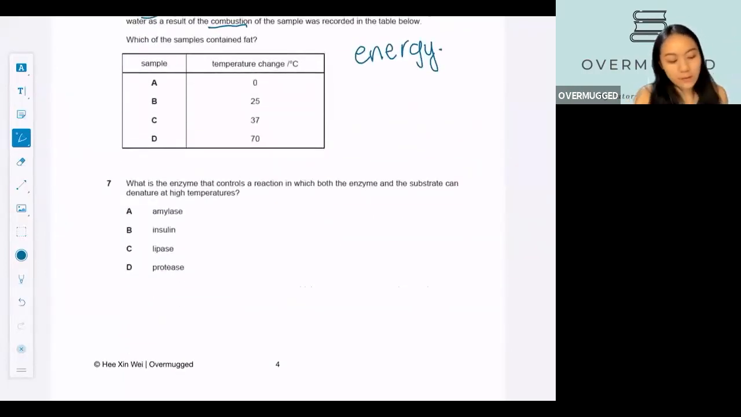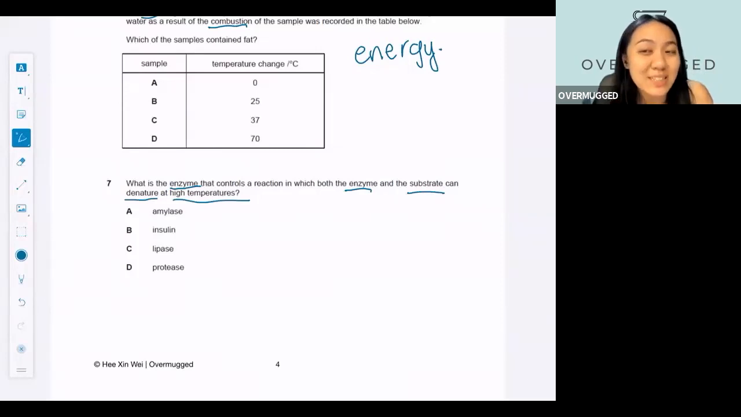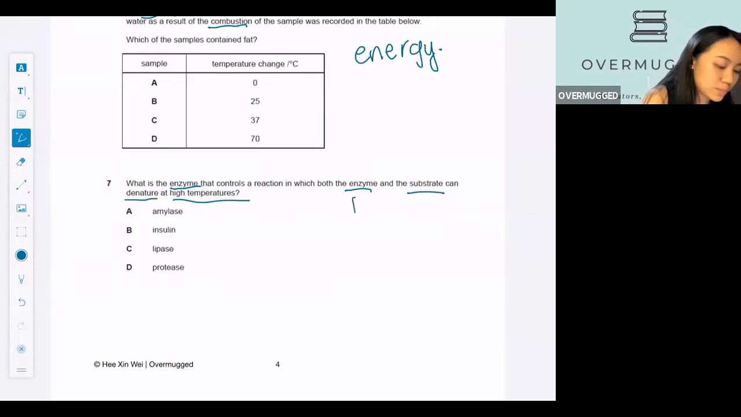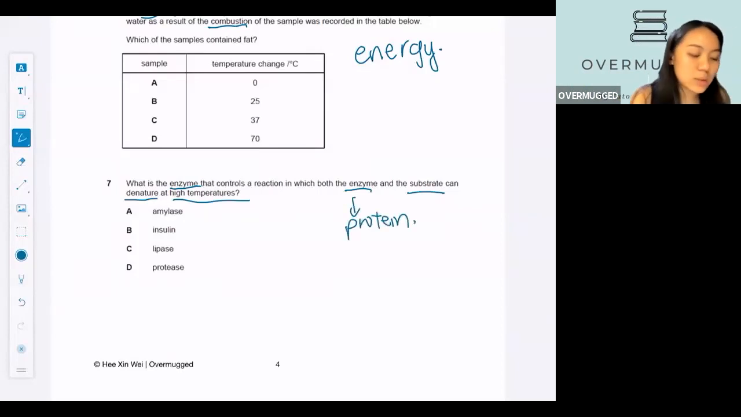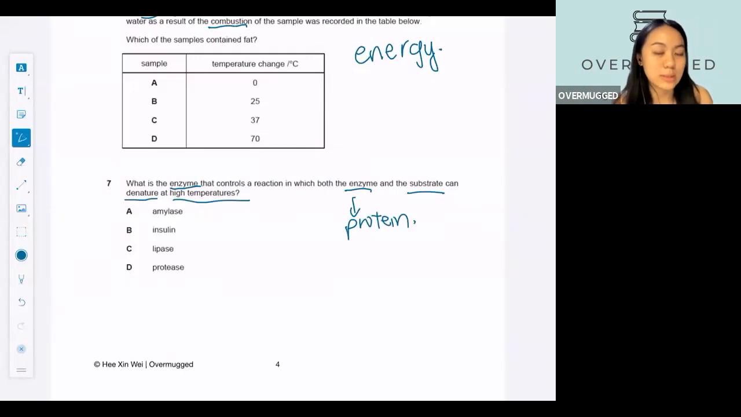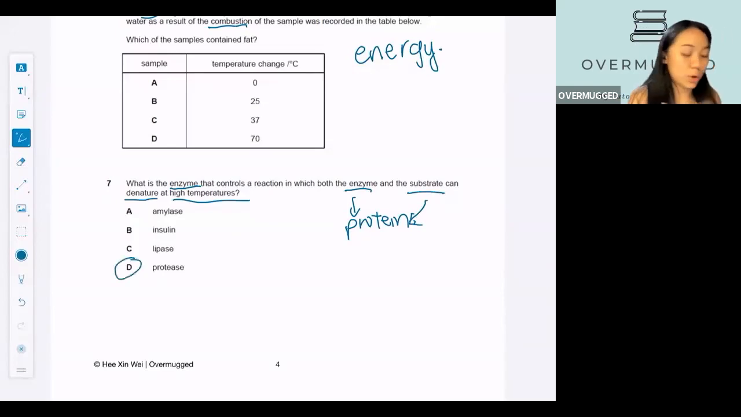Question 7. Okay, question 7 is kind of a tricky question. Which enzyme controls a reaction in which both the enzyme and substrate can denature at high temperature? This question may sound tricky, may sound weird, but it's actually pretty simple once you get what denatures. You ask yourself what denatures, not just the enzyme. What you know is the enzyme denatures, but why would an enzyme denature? Because an enzyme is a protein. So which enzyme controls the reaction such that the enzyme and the substrate itself, which is protein, will both denature? It would be your protease, because protease digests protein.